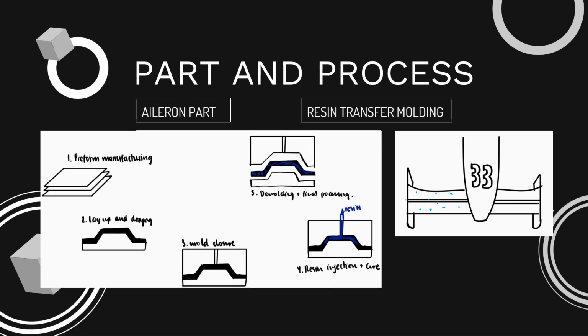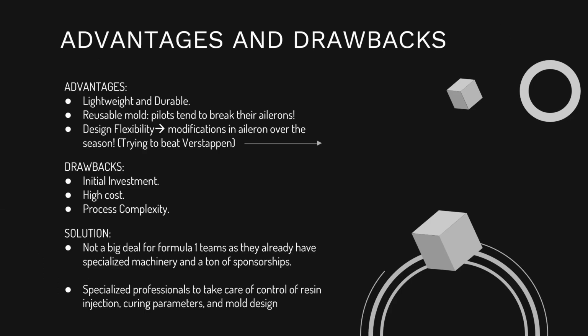So now here we can see the drawing. Basically, we start with the preform manufacturing. Then we create the form we would like to have, and we close the mold. We inject the resin over here, and we let it cure for some time. And after that, we just take the mold out and perform the final processing of water repellent.